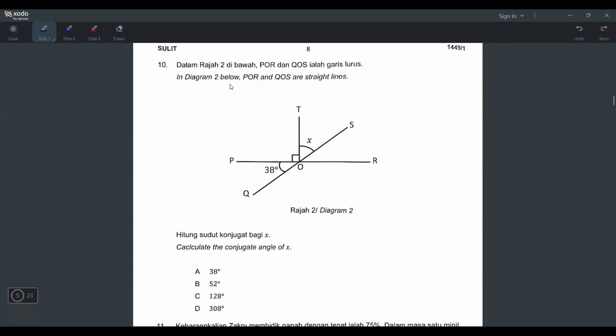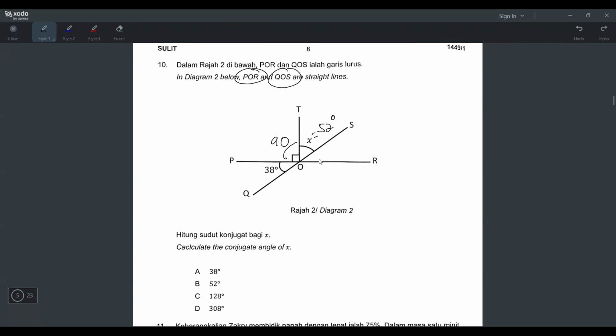Okay, let's continue with number 10. In diagram 2 below, POR and QOS are straight lines. So can I find angle X? Yes. Just take 180 minus 38 minus 90, because this is a straight line, right? So what is 90 minus 38? 180 minus 90 is 90, and 90 minus 38 is 52, right?